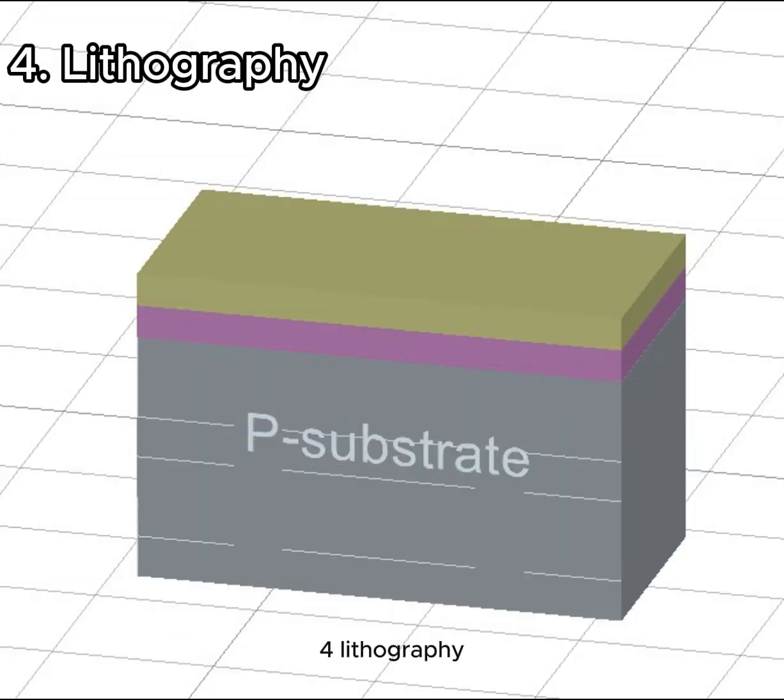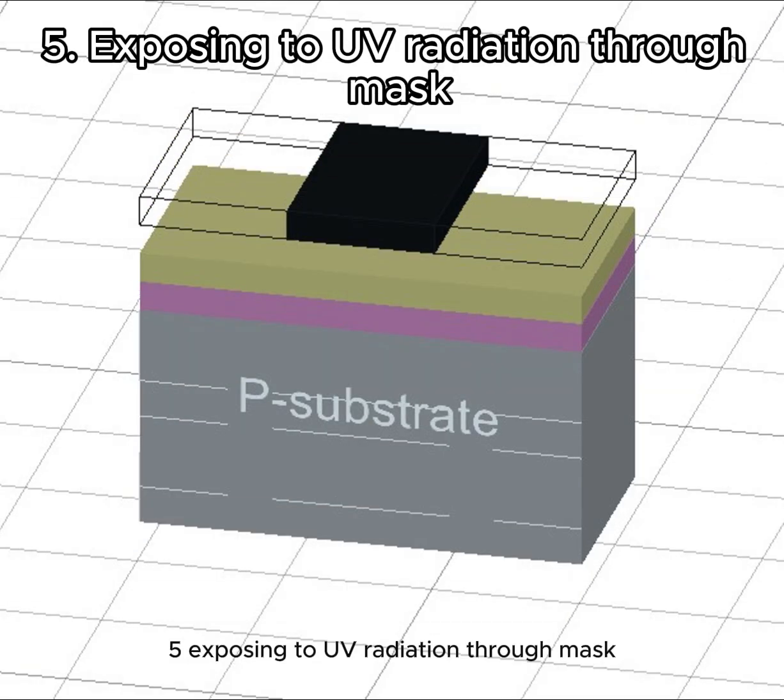4. Lithography. The entire surface of the silicon dioxide layer is coated with a light-sensitive material called photoresist, which helps in patterning the wafer, and spinning the wafer allows us to achieve uniform distribution of the required thickness. 5. Exposing to UV radiation through mask.